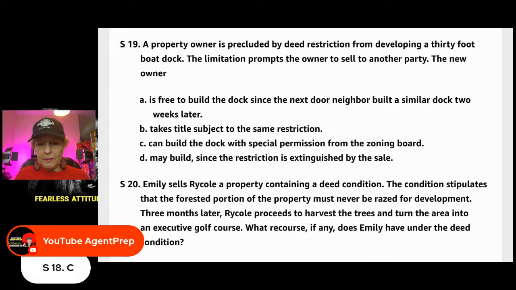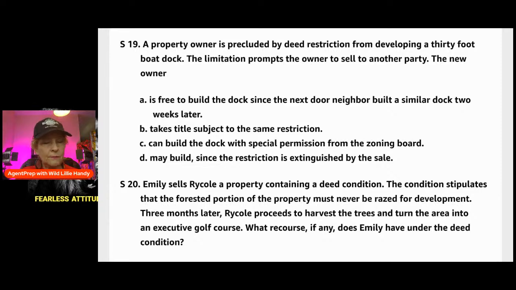Just in case I didn't show 18. Okay, so 19. All right, so far I've got B. Give you a little bit more time.